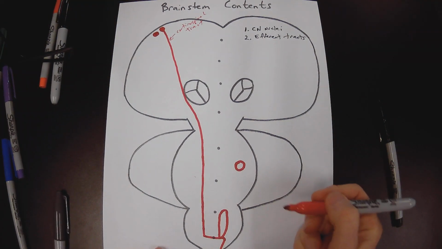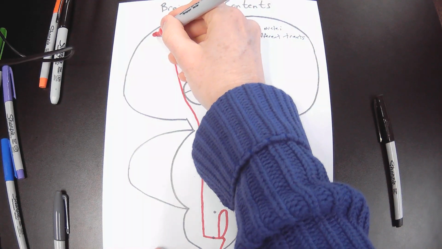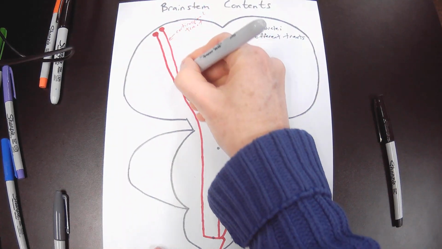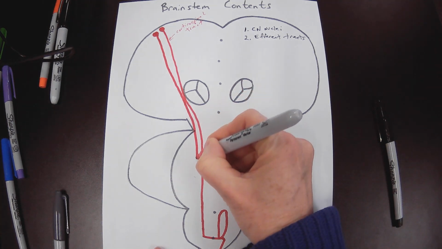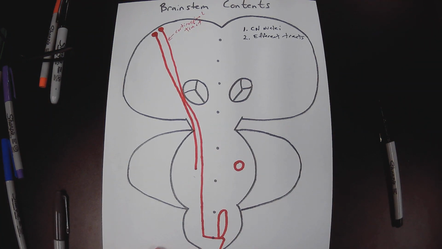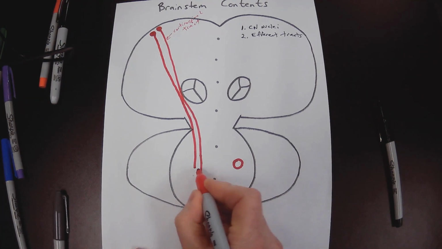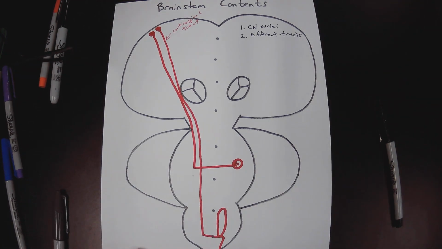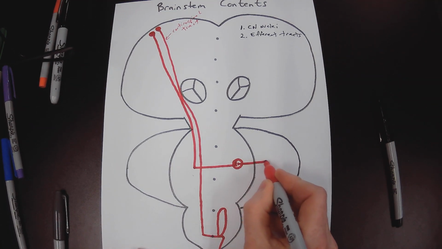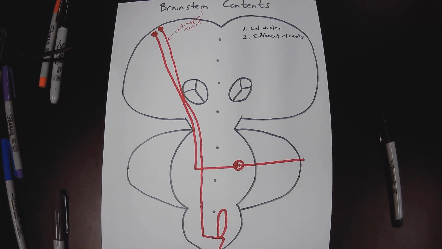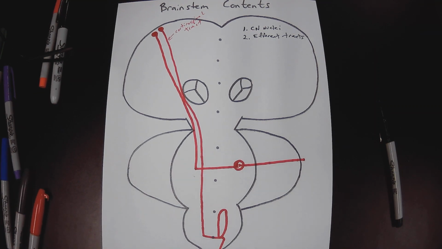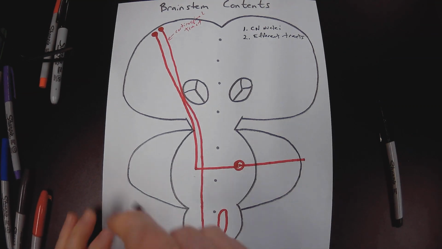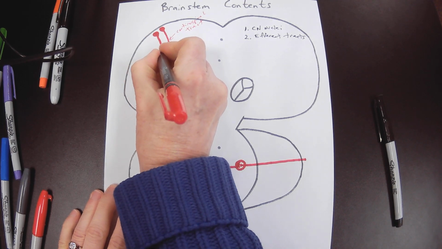That starts up here, contralaterally and ipsilaterally, and comes all the way down to the level of the motor nucleus and then synapses with the lower motor neuron here that exits out. Okay. What is that? What did I say the name of that was? Does anybody remember? Yeah, this is going to be your corticobulbar tract.